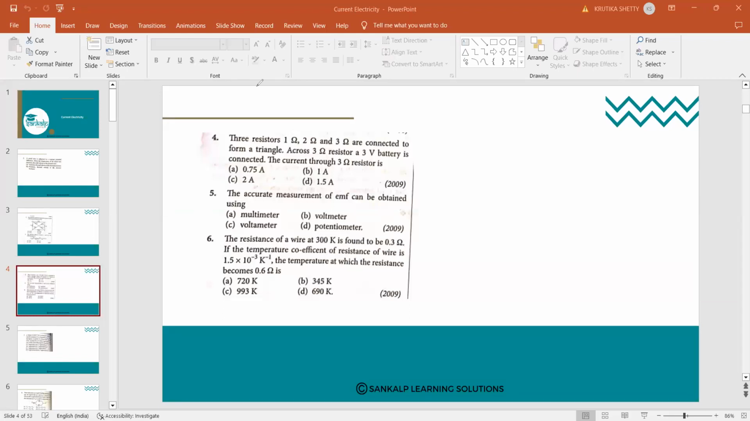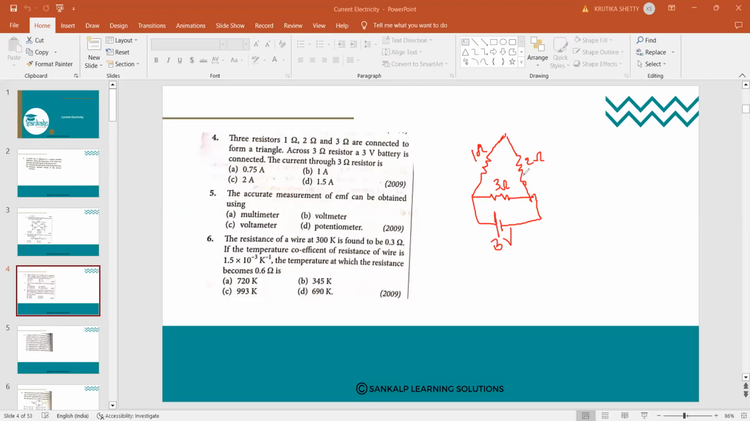See, I had also given you the figure, how to simplify. We need to connect the 3 resistors in a triangle form, and here it is connected to the 3 volt battery. Here it is 1 ohm, here it is 2 ohm, and here it is 3 ohm. So the answer is option B, correct. It comes as 1 ampere.